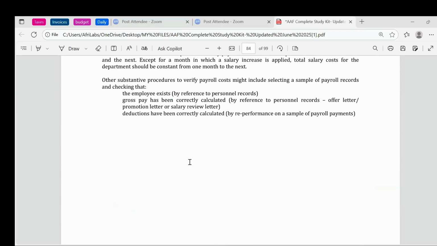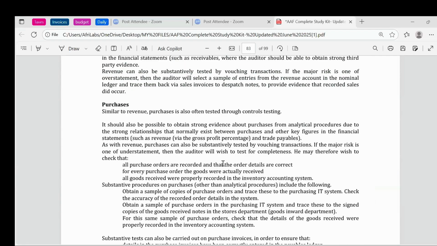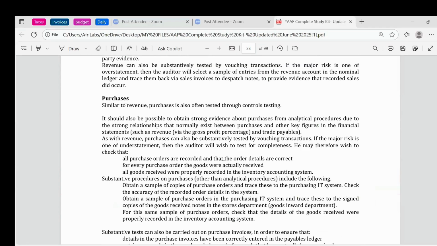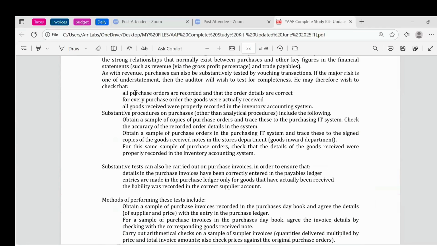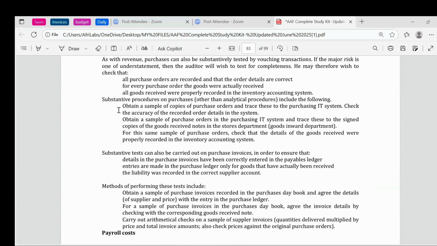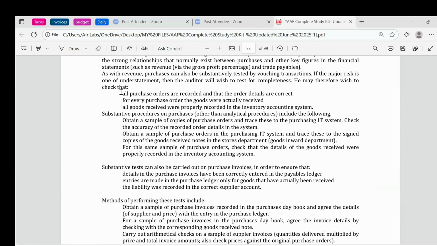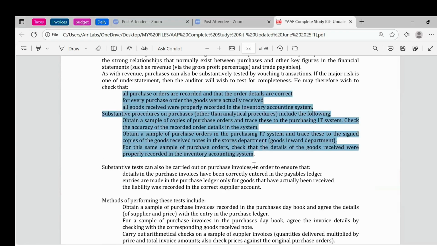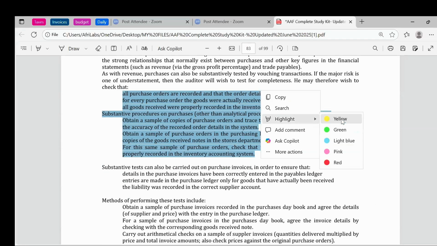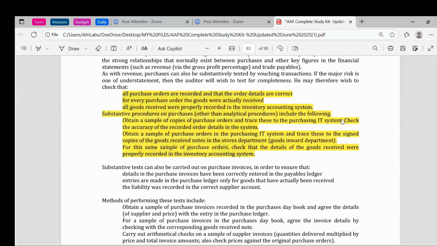So let's do an example of purchases. I want somebody to read this for us. It's going to be a long read, but just read this one. Is it from all purchases? Yes. So you read it, then you will tell us where it is in the assertions.